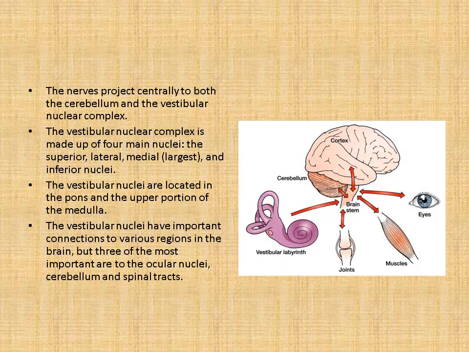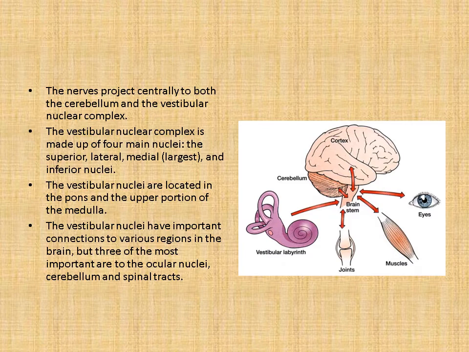The nerve impulses produced or elicited from the vestibular structures will travel, as we said, in the two branches of the vestibular nerve. They will project centrally to the cerebellum and to the vestibular nuclear complex in the brainstem. The vestibular nuclear complex is composed of four main nuclei. Not only four, there are more, but the four nuclei are the superior and the inferior, medial and lateral vestibular nuclei in the brainstem, located in the pons and the medulla.